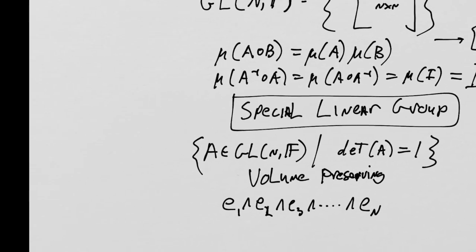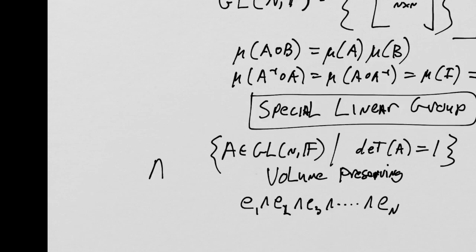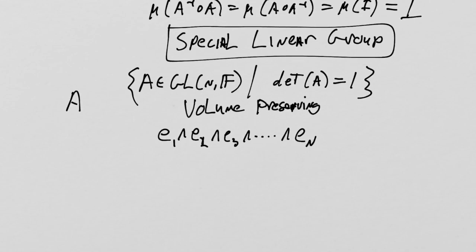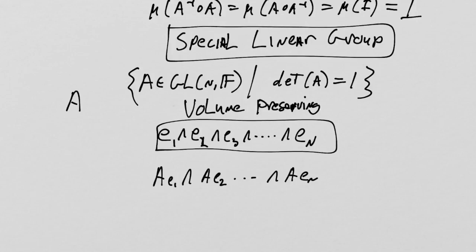And when that transforms under a basis transformation, say A, we're looking to transform the basis. We want AE1 wedge AE2 wedge dot dot dot wedge AEn. And that would represent this volume element under the transformation E hat equals AE, right?